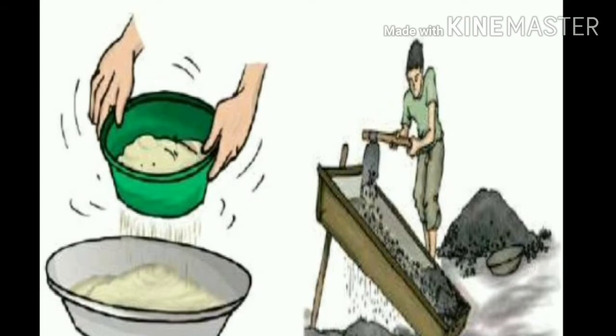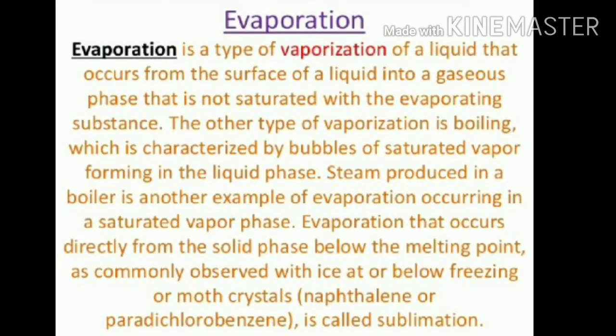See, another very important process, that is the evaporation process. So evaporation is a type of vaporization of liquid that occurs from the surface of the liquid into a gaseous phase that is not saturated with the evaporating substance. As you are aware, you have seen the evaporation process so many times whenever your mother is cooking something. At that time you have seen the vapors. Correct. So this evaporation is the vaporization.